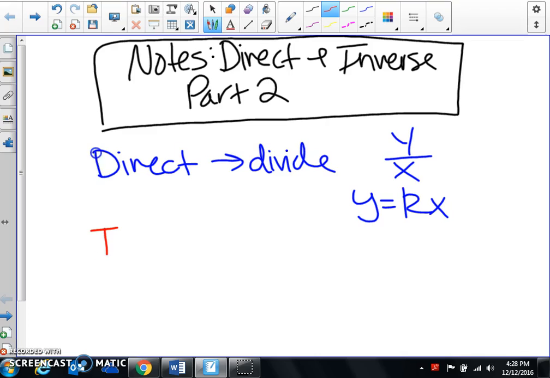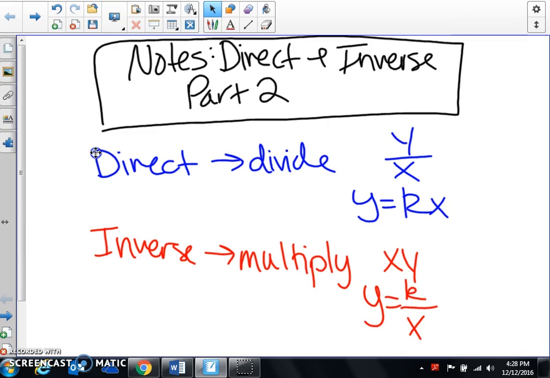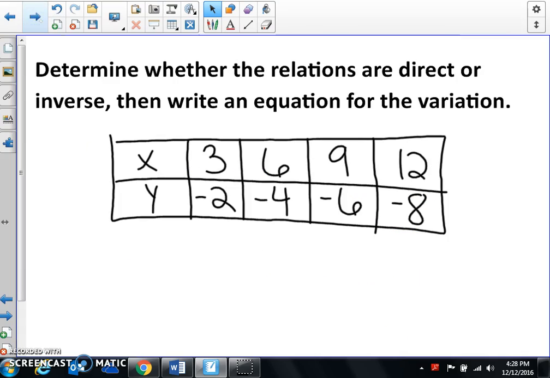Versus inverse, we multiply. And that's just x times y. And the equation for that one is y equals k over x. So up to this point, I've told you, hey, y varies directly with x or whatever else.